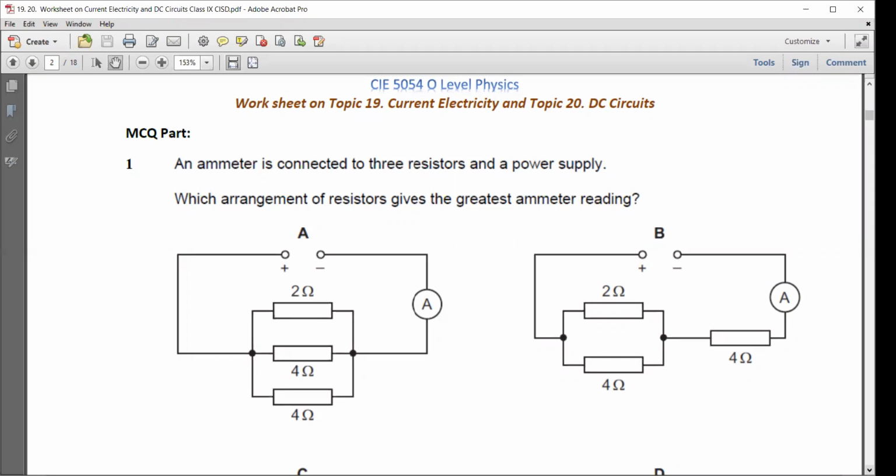So let's start with question number 1 first. Can you read, Aisha, question number 1? An ammeter is connected to three resistors and a power supply. Which arrangement of resistors gives the greatest ammeter reading? So they are asking you about the ammeter reading. Indirectly, they are asking you the current. Got the point? Yes, sir.